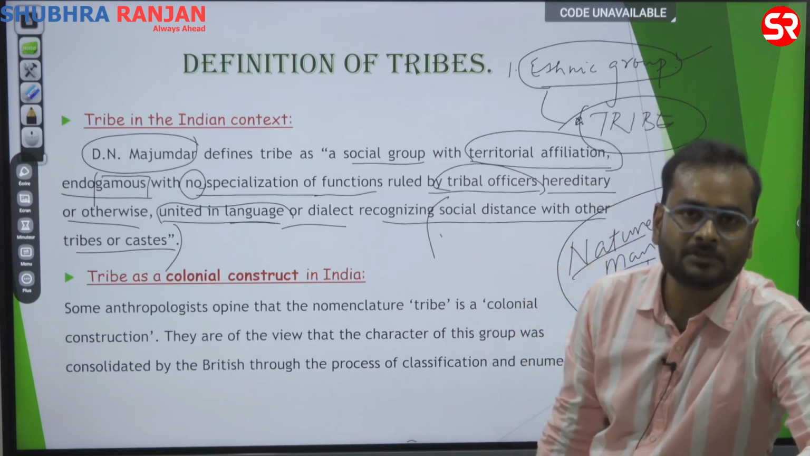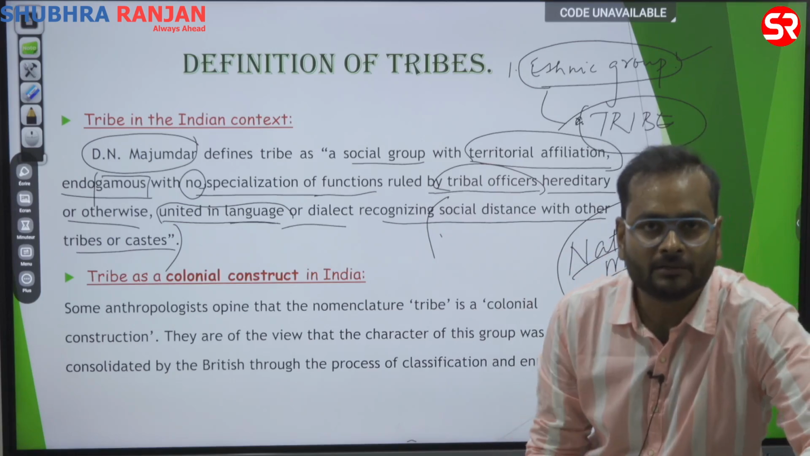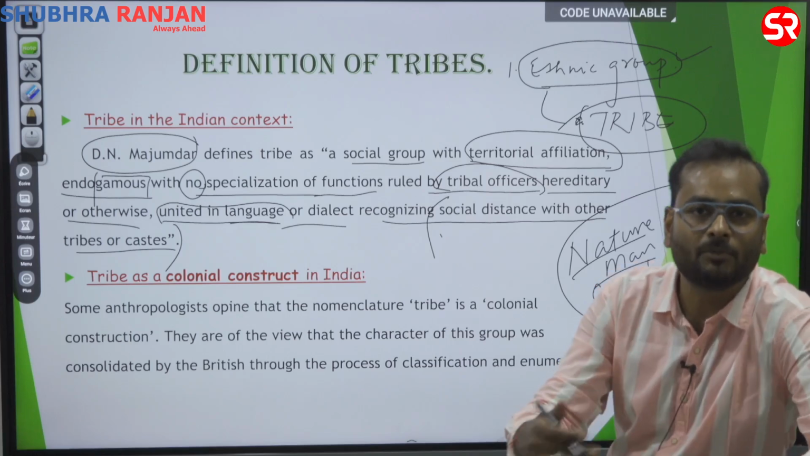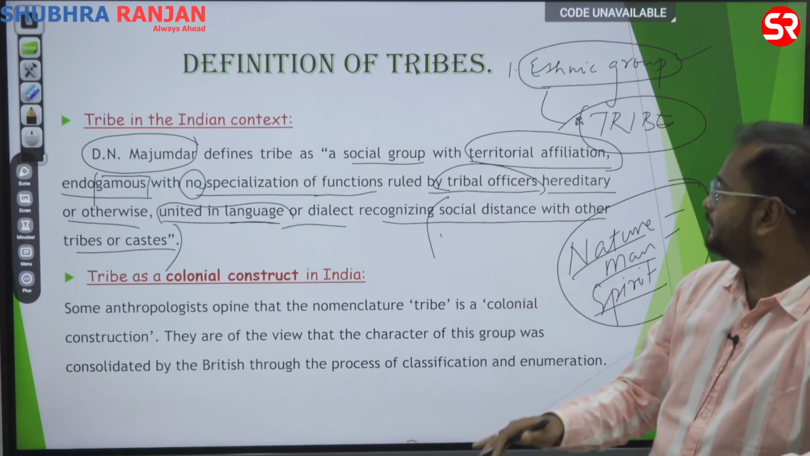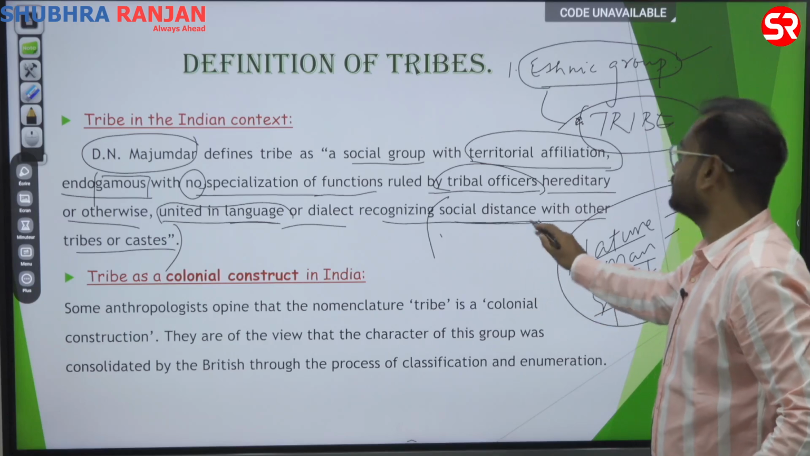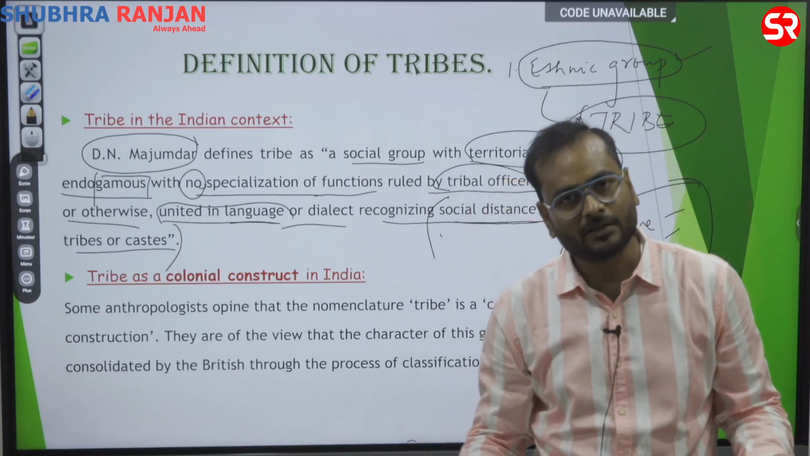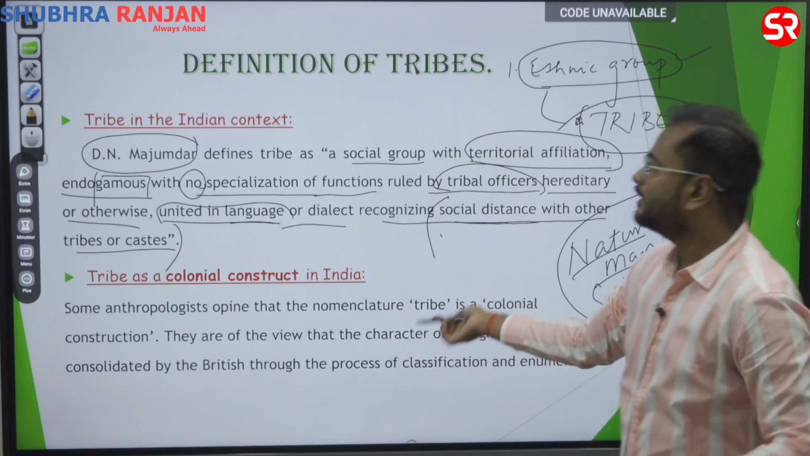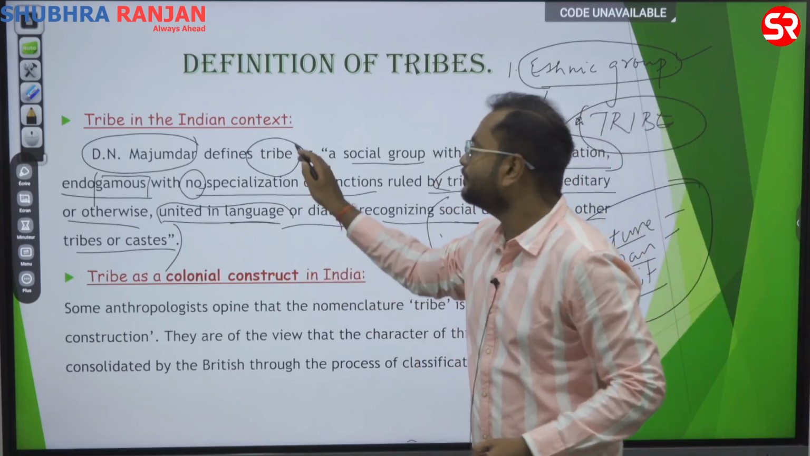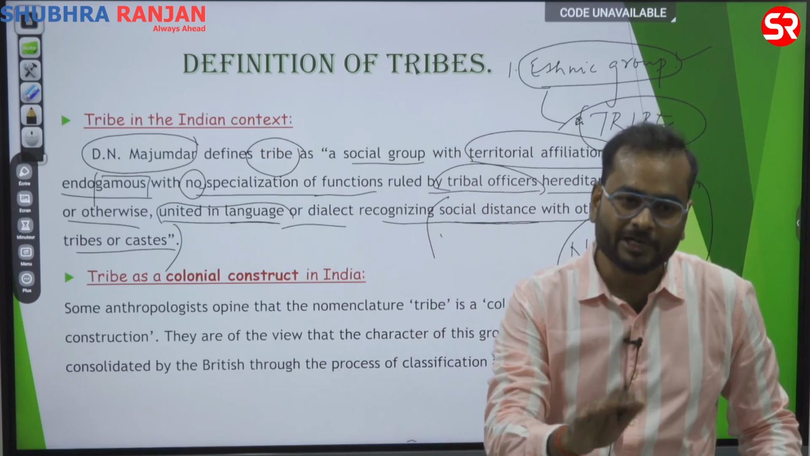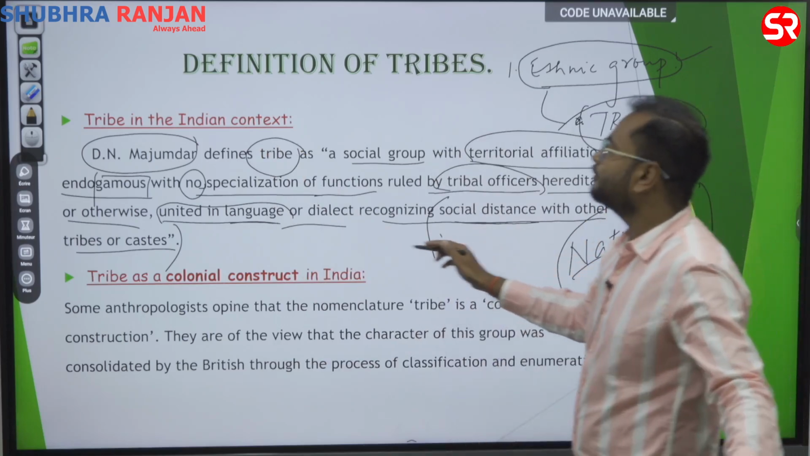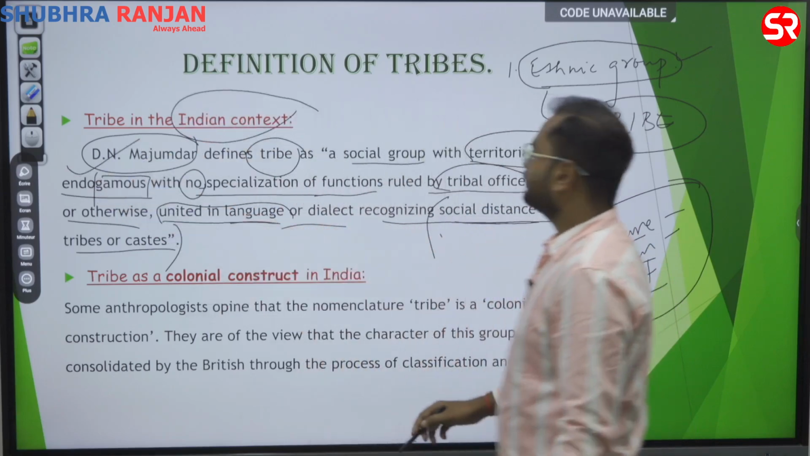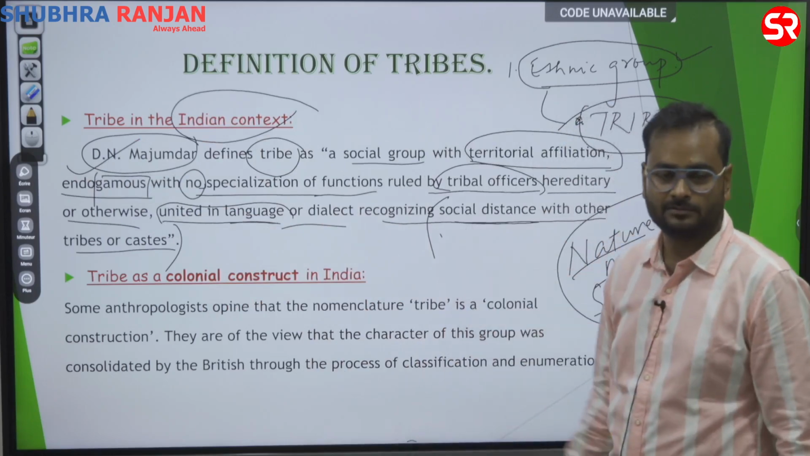There are a few tribes which have completely assimilated. I repeat, they have completely assimilated into the modern fold. While there are a few tribes that recognize social distance with other tribes and even other castes also. So this point is debatable. Thereby, we can easily say that no definition of tribe is a completely acceptable one, but with respect to the Indian context, the definition of D. N. Majumdar of tribe is the most accepted one.